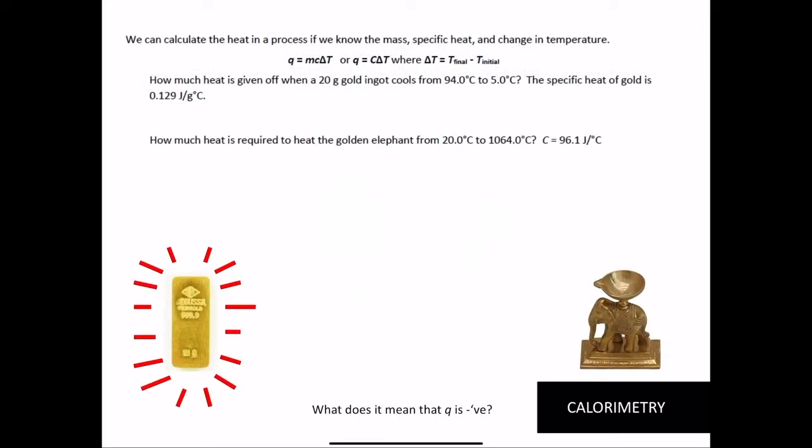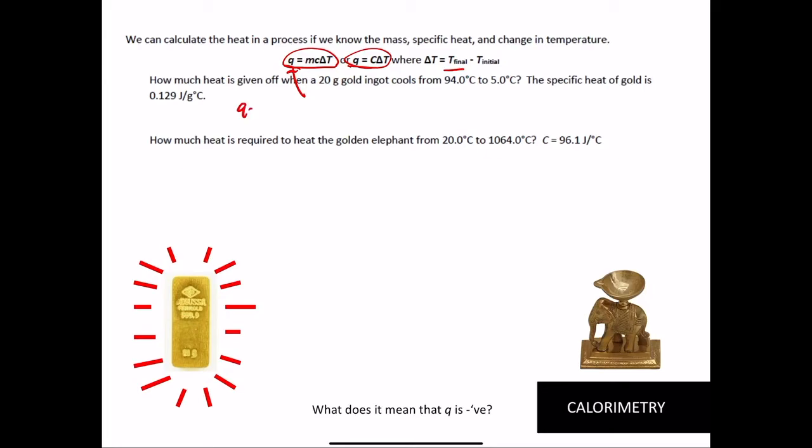We can calculate the heat in a process if we know the mass, specific heat, and change in temperature. So this relationship, or this relationship, allow us to calculate the heat. So Q equals MCAT is kind of how we say it, even though it's MC delta T, the change in temperature, or Q equals C delta T, heat capacity times the change in temperature, where temperature change is T final minus T initial. So how much heat is given off when a 20-gram gold ingot cools from 94 degrees to 5 degrees Celsius? Specific heat of gold is that.